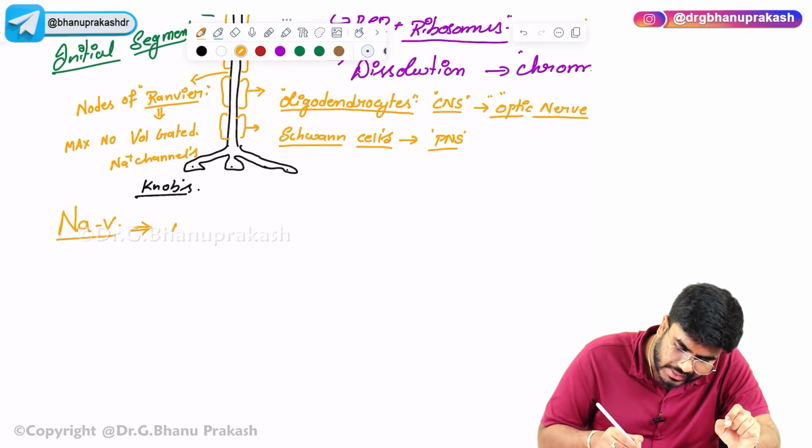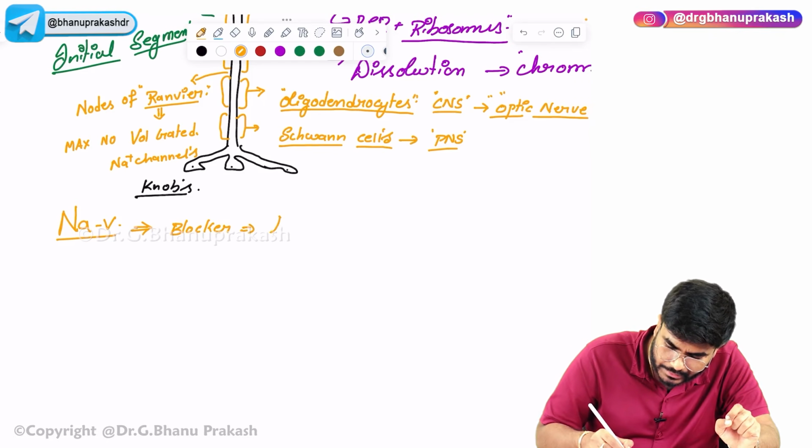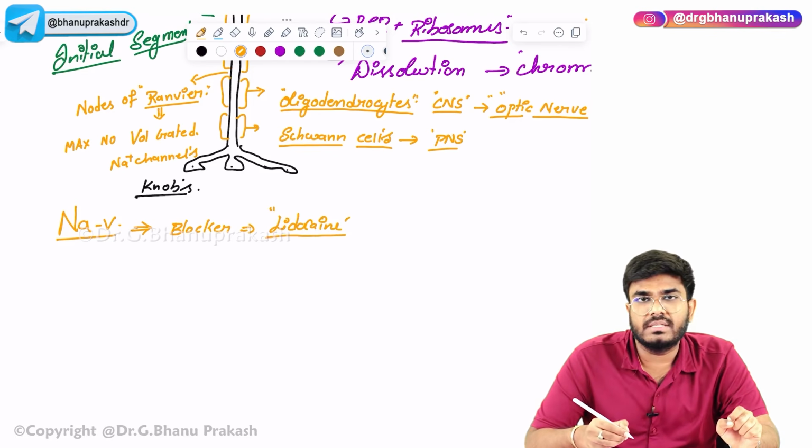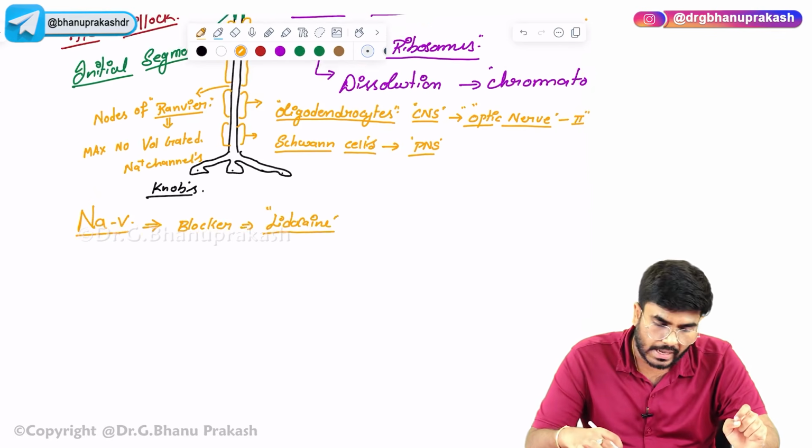These voltage gated sodium channels can be blocked with the help of a drug. What is the drug? That is lidocaine. Lidocaine is going to block the voltage gated sodium channels. Lidocaine is xylocaine, which is a local anesthetic.